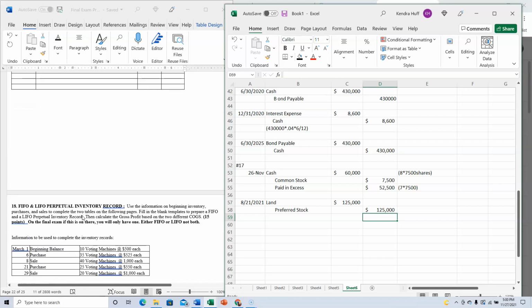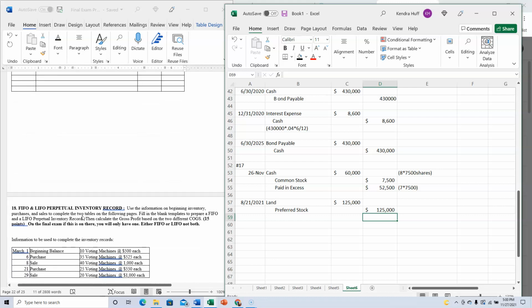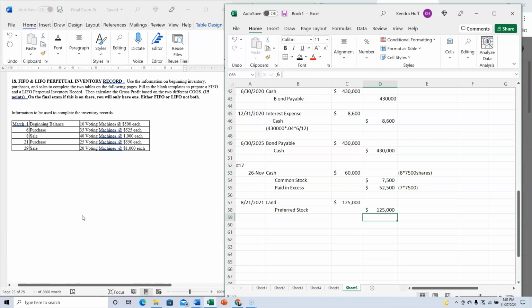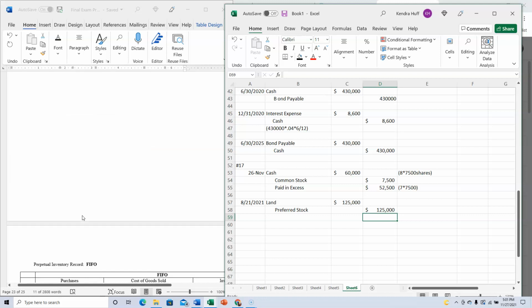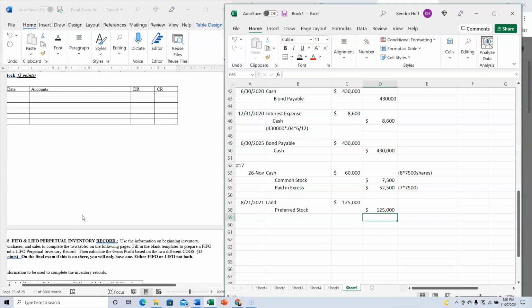All right, we have one more, but I think I'm going to make it its own video. It's inventory. So we're going to do FIFO and LIFO. So I'll do that by itself because it's going to be a little bit longer.